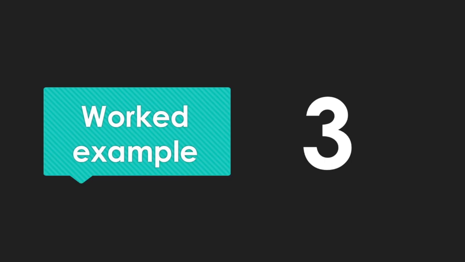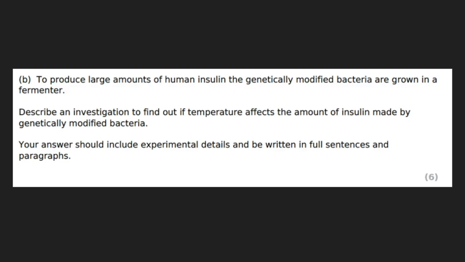Okay, our third and final worked example, and this one's a little bit different. So it's a slightly longer question, it's a really off-putting big length of text, and it starts to produce large amounts of human insulin that genetically modified bacteria are grown in a fermenter. Describe an investigation, so our three words are again there, to find out if temperature affects the amount of insulin made by genetically modified bacteria. Your answer should include experimental details and be written in full sentences and paragraphs.